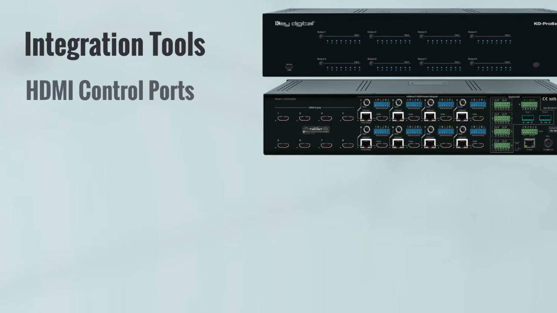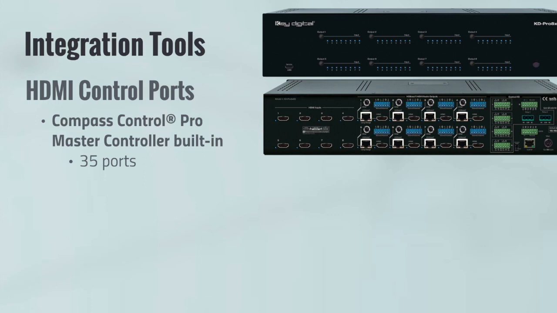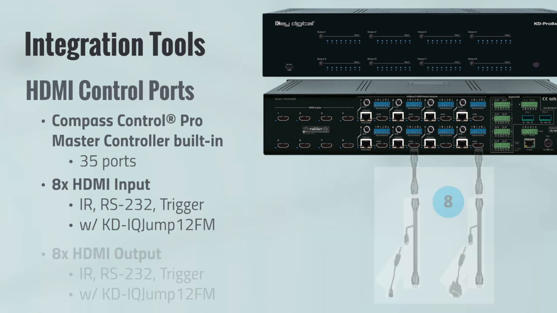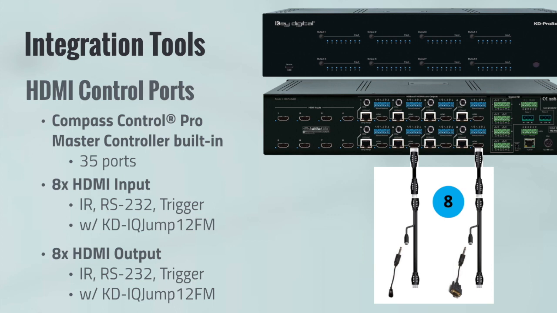Additional 16 ports are on the HDMI inputs and outputs using Key Digital's proprietary technology, where we embed IR or RS-232 onto the HDMI on the HDMI input side or output side, and you can use our KD-IQ-Jump12FM HDMI female to male head with 12-inch length with a 3.5 stereo connection external that breaks out the IR or the RS-232 signal. So you have 8 HDMI inputs and 8 more HDMI outputs for a total of 16 additional ports on the HDMI.